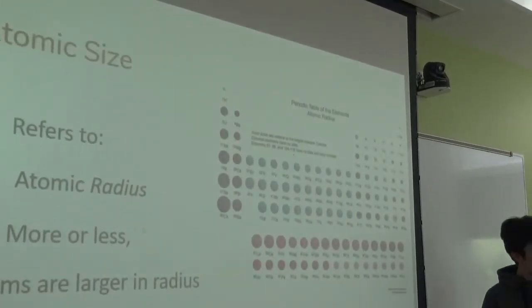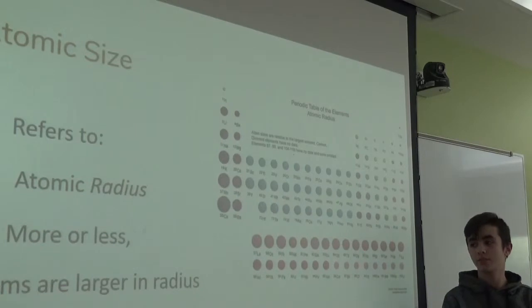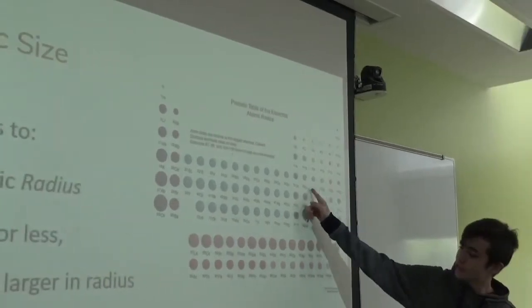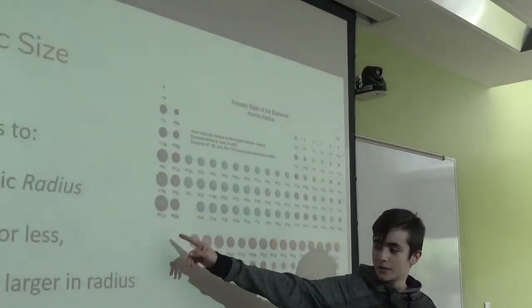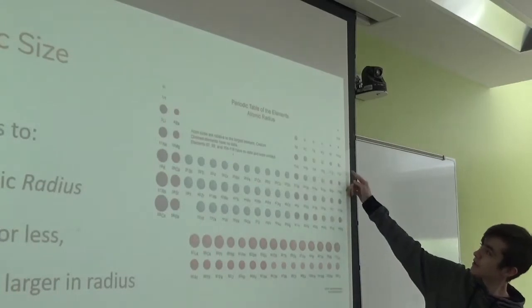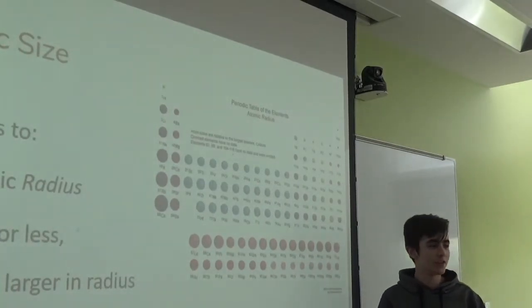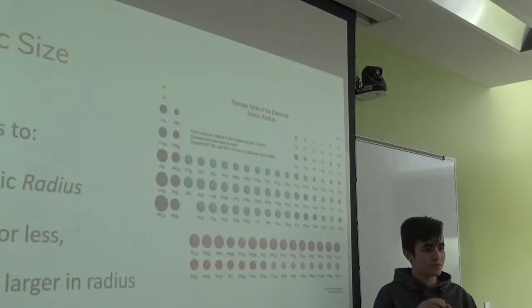Atomic size refers to the radius of an atom. The way the periodic table is arranged, atoms are larger in radius proceeding lower and to the left side of the periodic table. From left to right, they actually decrease in size, but not necessarily in weight or density, it's just in radius.